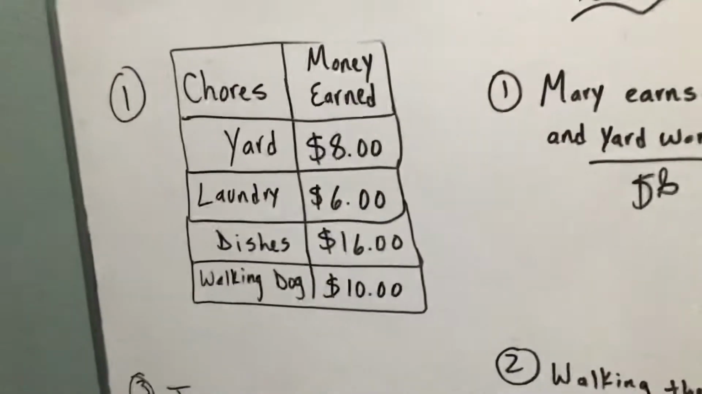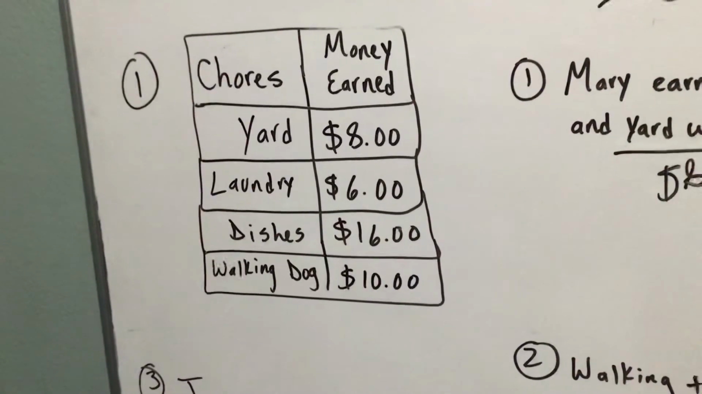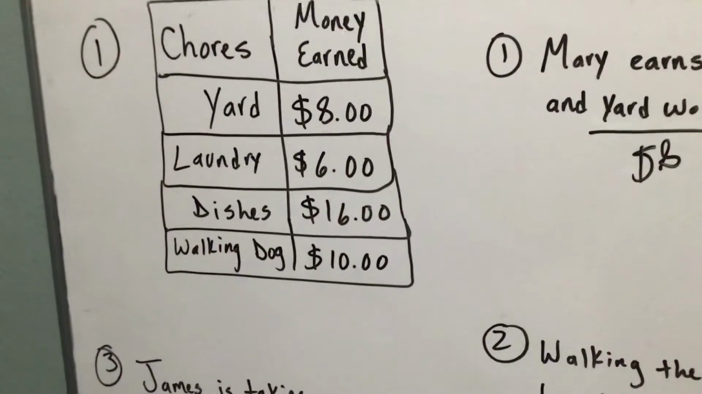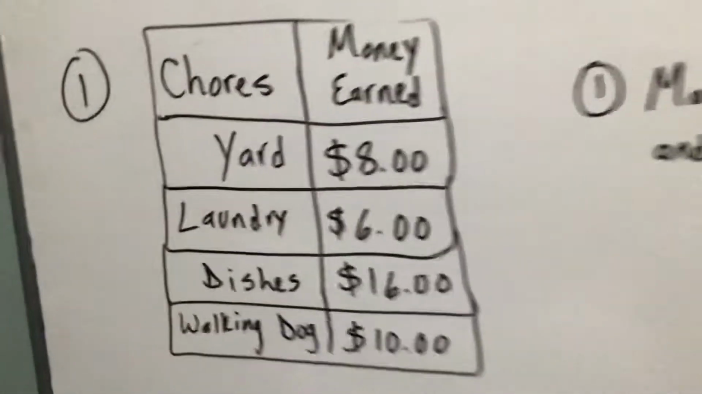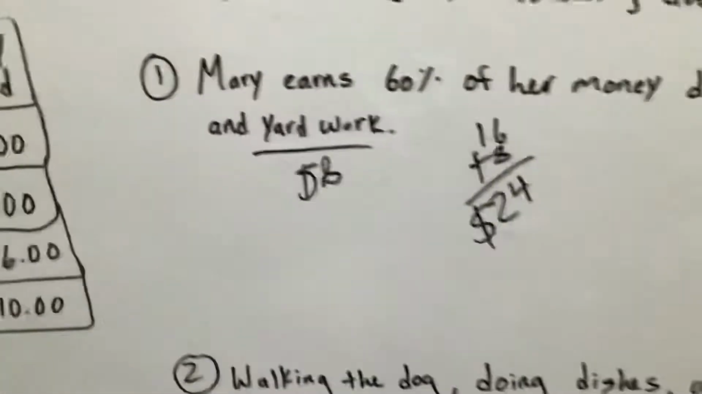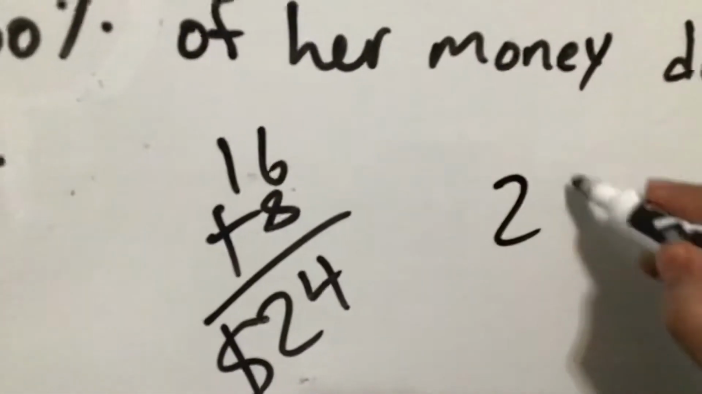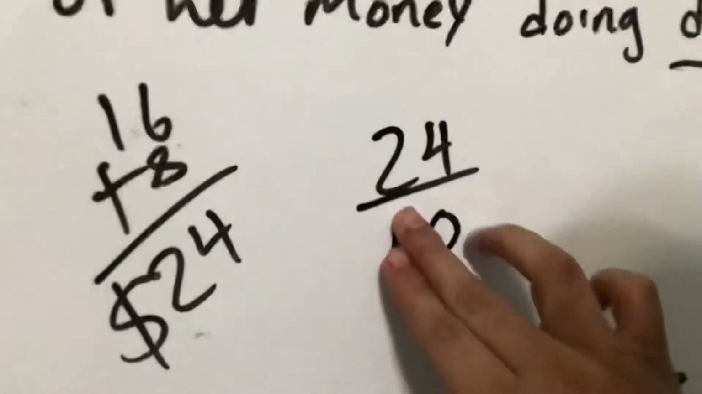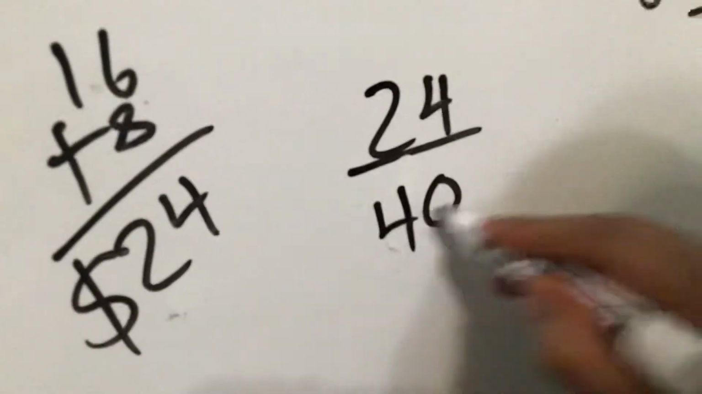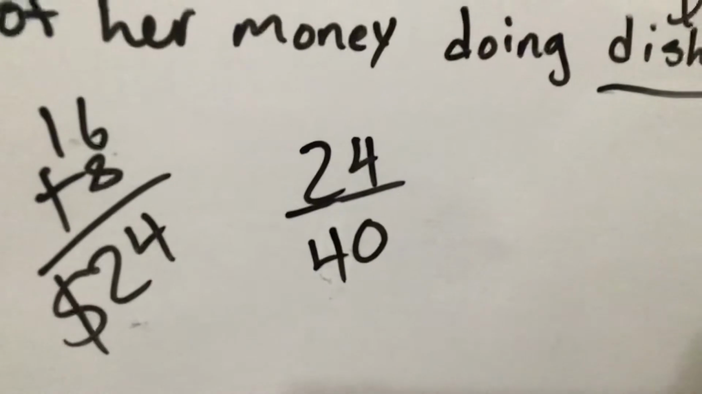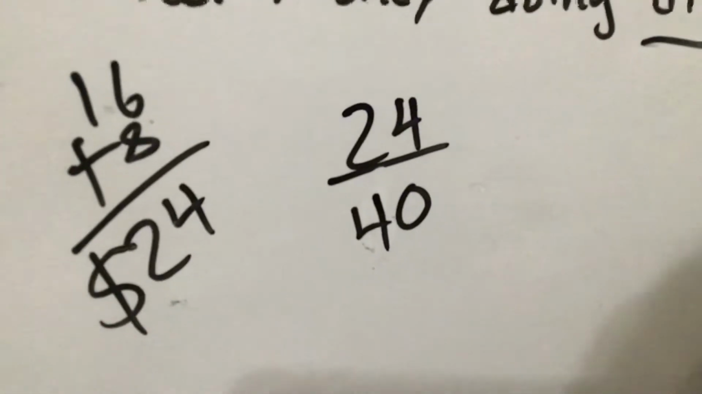Well, we need to find the total. What is the total weekly amount that she makes? So we need to add those four amounts: 8 plus 6 plus 16 plus 10. When you add all four amounts, you're gonna get $40. So does 24 out of $40 make 60%? Well, that's what we need to figure out. 24 out of 40, I'm sorry, I wrote 60 there, so let me fix that. 24 out of 40, does that make 60%? Well, we don't know. But again, before you divide, make sure you simplify.